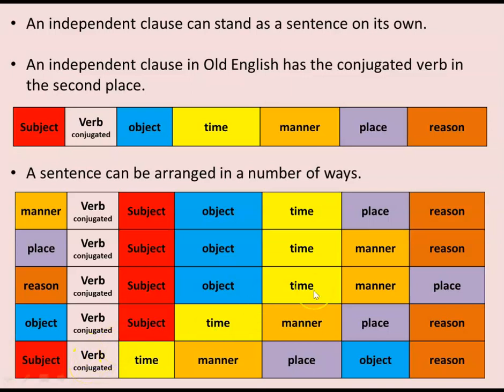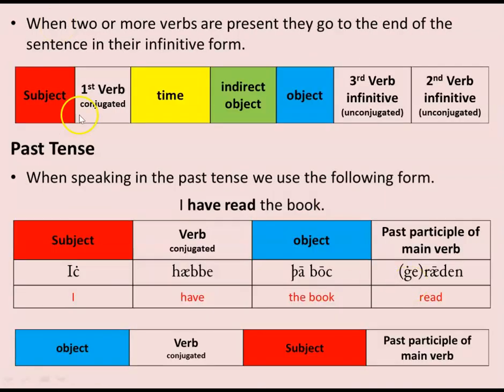Other things around it. All right, now if two or more verbs are present, they go to the end of the sentence in their infinitive form. So we'd have subject, conjugated verb, then we have time, indirect object, object. The order of those can change as can anything else that might be in there as well. The second verb then goes to the very end in its infinitive form. If there was a third verb, that would then go to the second last place, building inwards if you like. That would also be in its infinitive form.